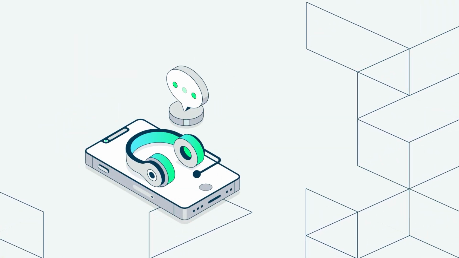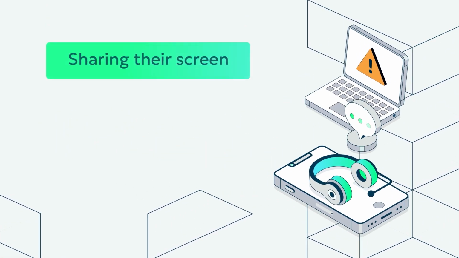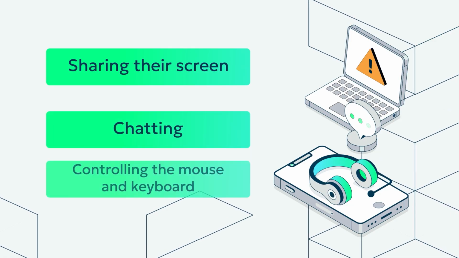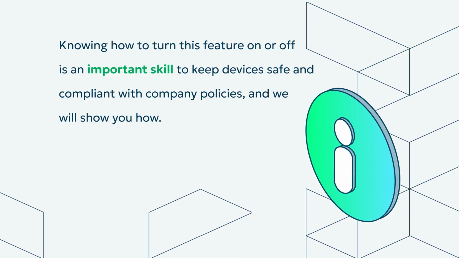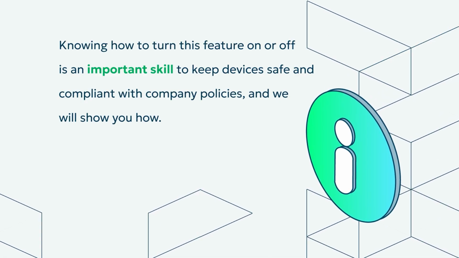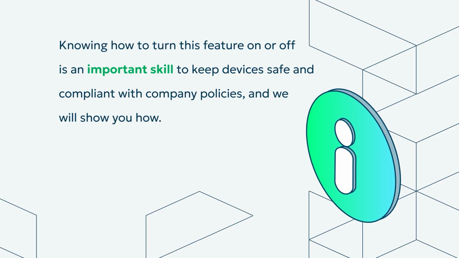Windows Remote Assistance lets IT support help users fix computer issues by sharing their screen, chatting, and even controlling the mouse and keyboard. Knowing how to turn this feature on or off is an important skill to keep devices safe and compliant with company policies, and we will show you how.